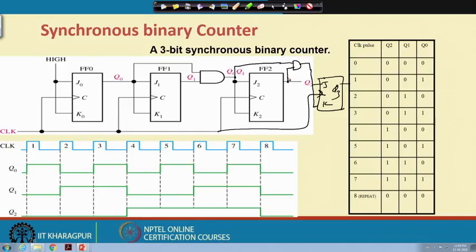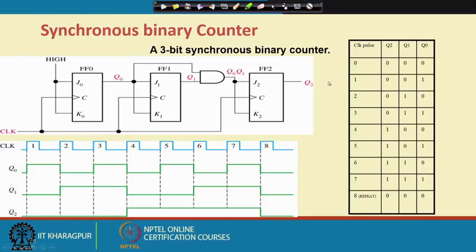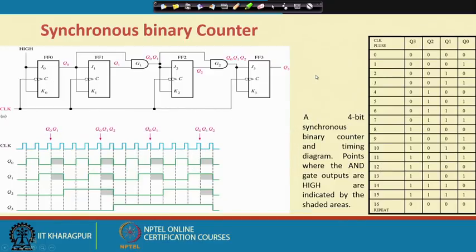Another possible way of connecting is that you take this Q output, this Q output and this Q output, connect them together and feed it here. But in that case the AND gate becomes more complex, since you require AND gates with a higher number of inputs. That is the other difficulty. So this synchronous design has this type of problem: the circuit becomes complex. Anyway, depending upon the situation we choose between a synchronous counter and an asynchronous counter.